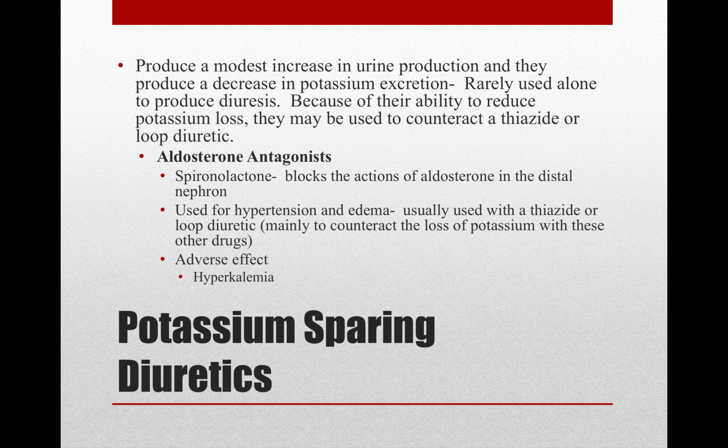So one of the most common ones used for aldosterone antagonists would be spironolactone. It blocks the action of aldosterone in the distal nephron, used for hypertension and edema, because we don't want to hold on to sodium, which is going to hold on to the water because of hypertension. So usually it's used with a thiazide or a loop diuretic, mainly to counteract the loss of potassium with these other drugs. Adverse effect of this one is going to be hyperkalemia, because just in the name itself, it says potassium-sparing diuretic.